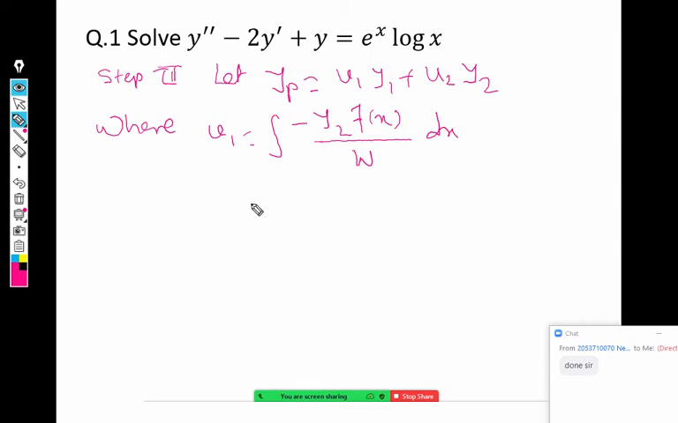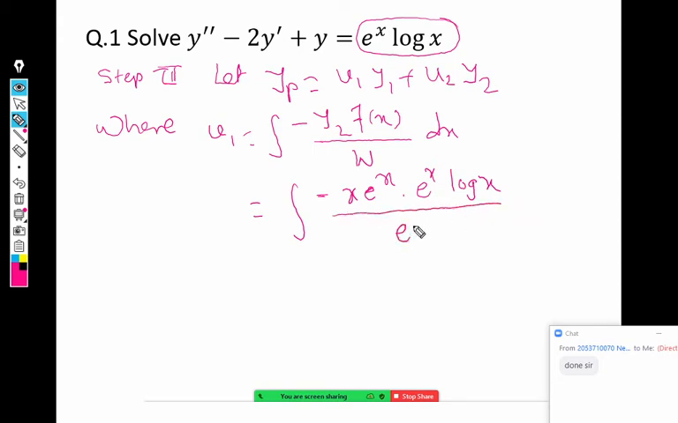Okay. So what is the value of y2? Is it x e raised to x? And what about fx, the RHS function? This is the fx: e raised to x log x, divided by, what is the Wronskian value? It's e raised to 2x, correct. And tell me now what will happen? The e raised to x part gets cancelled, and then the UV rule, correct.